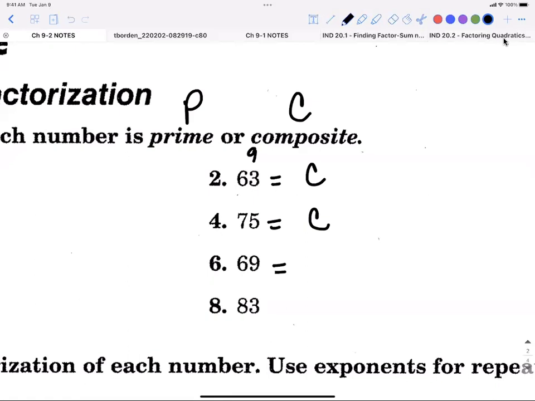Yeah, 6 plus 9 is 15. If you're not sure about 15, add 1 plus 5 and you get 6. It's divisible by 3, so that one would be composite. How about 83? Doesn't pass the 2 rule.